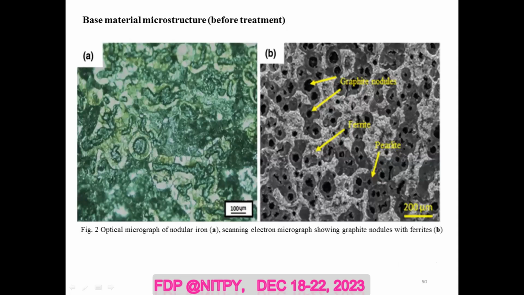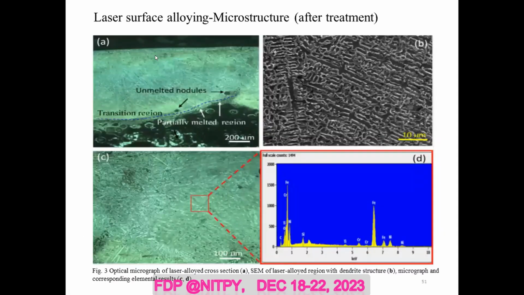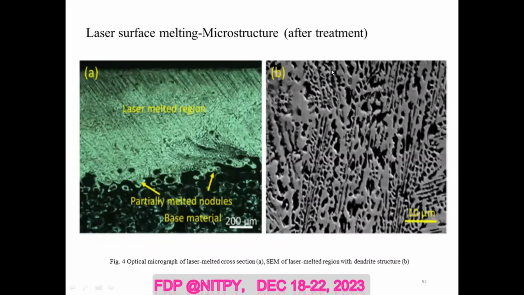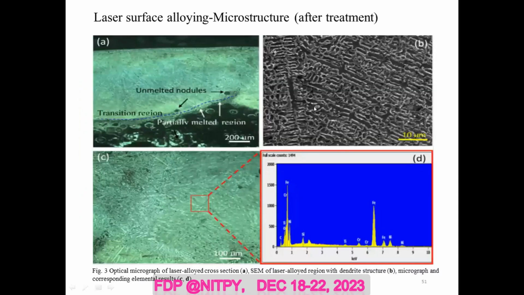After the laser treatment, the laser surface alloying, you can see how the microstructure has changed. The laser alloyed cross sections, the laser alloyed regions, show dendrite structures. And also the elemental micrograph shows the necessary elements. And these are the results after the laser alloying with the nickel chromium alloy powders.